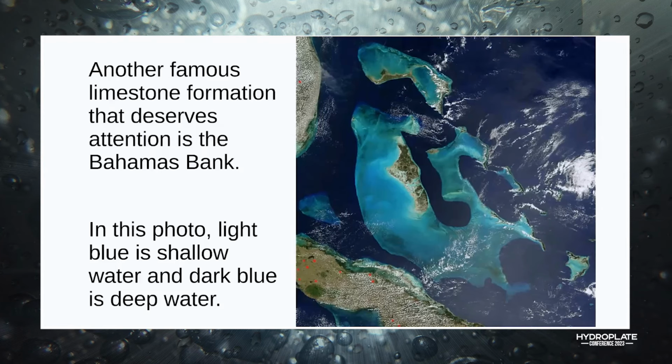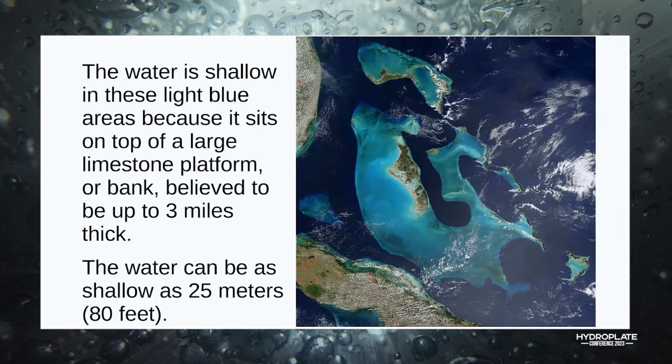Another famous limestone formation that deserves a mention is the Bahamas Bank. In the photograph here, the light blue areas are shallow water, the dark blues are deep water. Now the water is shallow in these light blue areas because it's sitting on top of a large limestone platform or bank, believed to be even up to 3 miles thick.